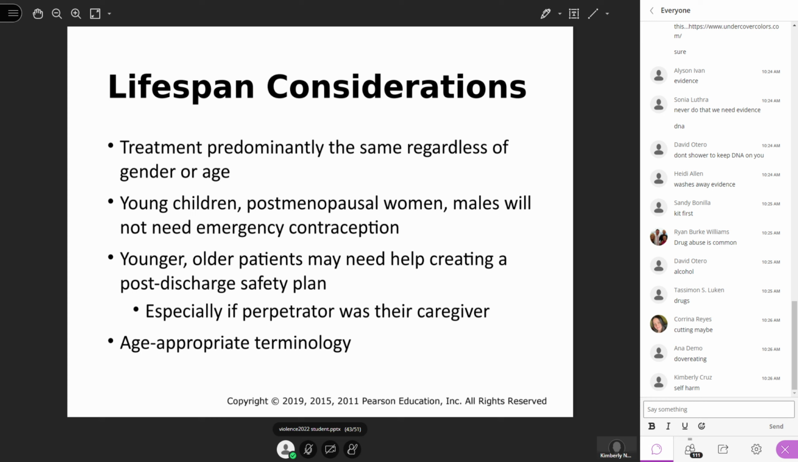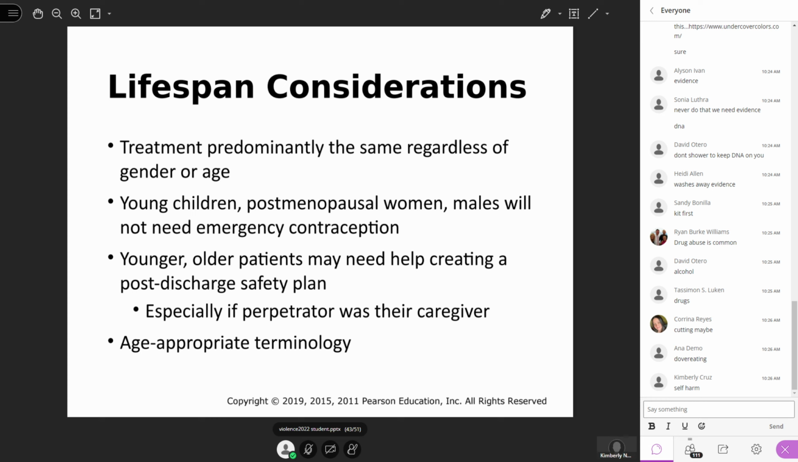Because if you think about your young children, they're going home, or your older patients are going home, with that caregiver. That might be the person that has harmed them. And it not necessarily has to be their caregiver. A parent could be bringing them in because an aunt, uncle, babysitter, or anybody else might have been the person that has done the assault. Okay. And also it can happen where if something happens and the perpetrator is arrested or removed, then all of a sudden they lost a caregiver.